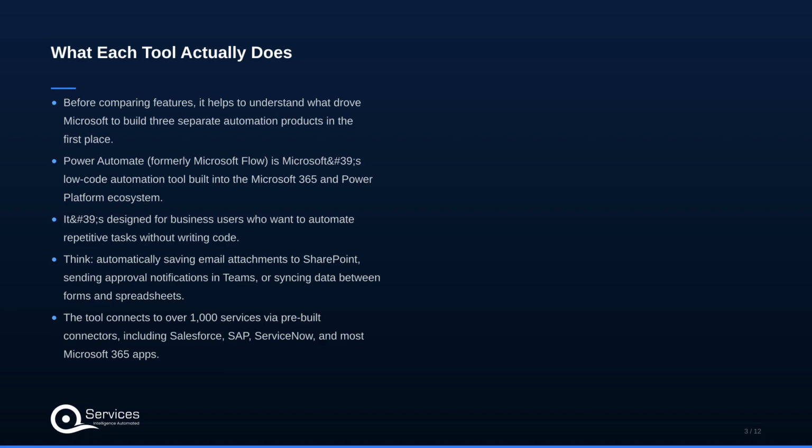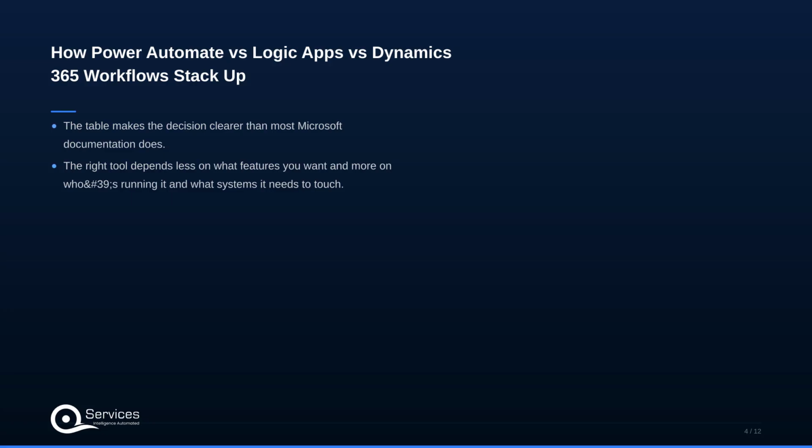As we've covered in Power Automate for SMBs, cut repetitive work by 60%, teams that adopt Power Automate consistently report cutting manual task time by 50 to 60% within the first 3 months. Next up, let's talk about how Power Automate versus Logic Apps versus Dynamics 365 workflows stack up. The table makes the decision clearer than most Microsoft documentation does.